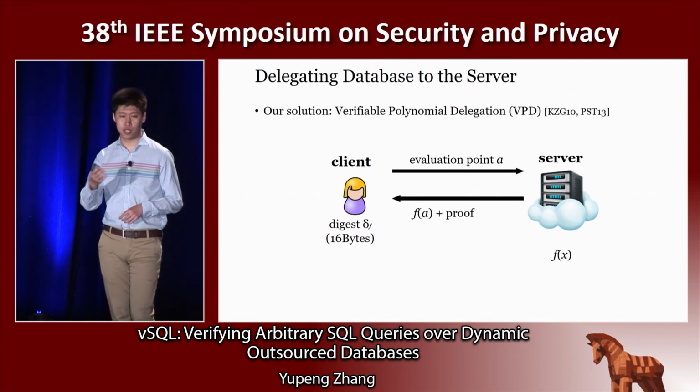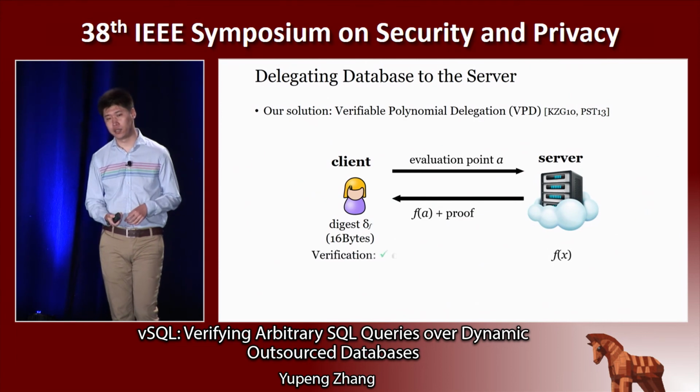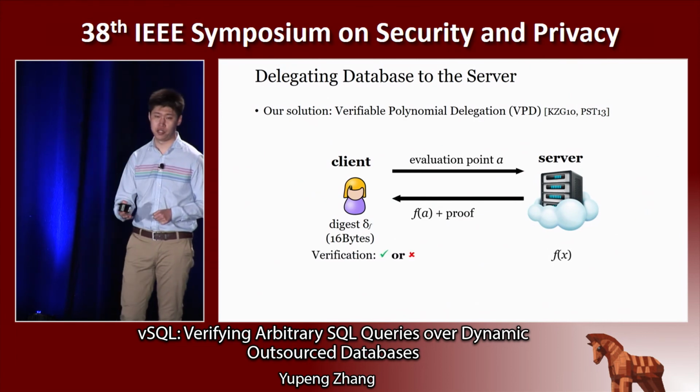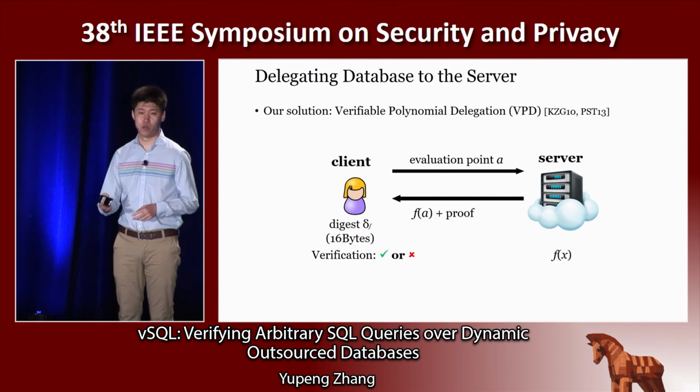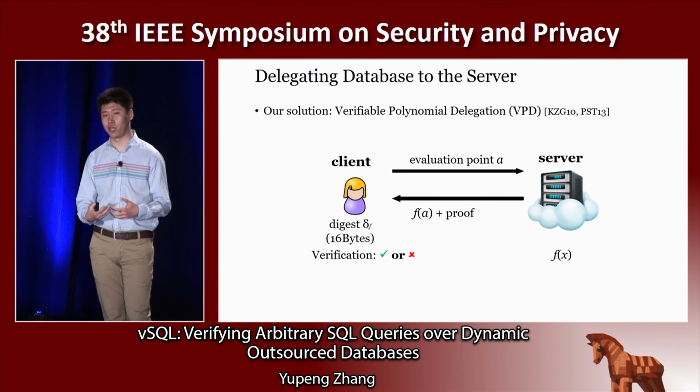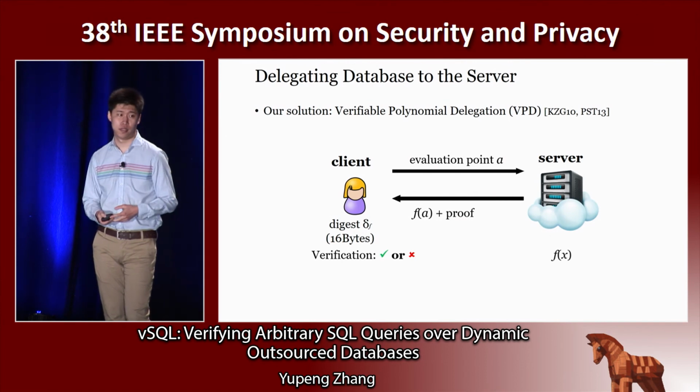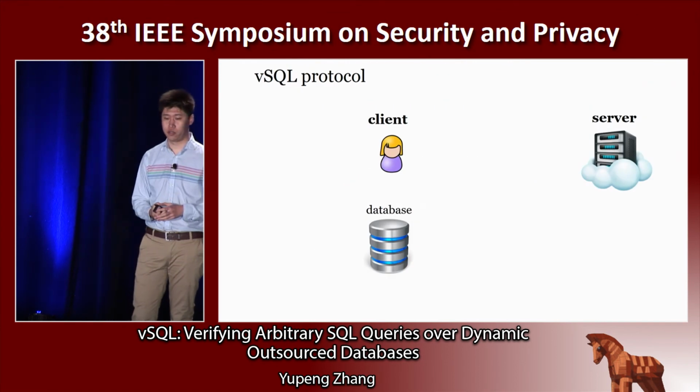The server returns f of a plus a proof, and the client is able to check that this is indeed the correct evaluation f of a. With this protocol, we can further delegate the last step of IP to the server side. And here's the whole protocol for our system.